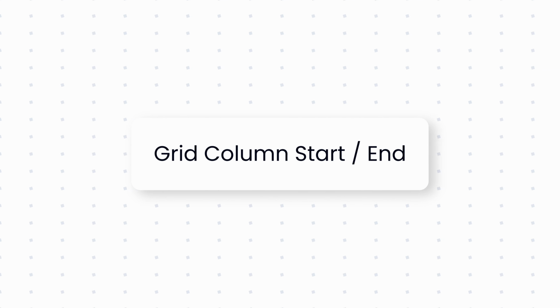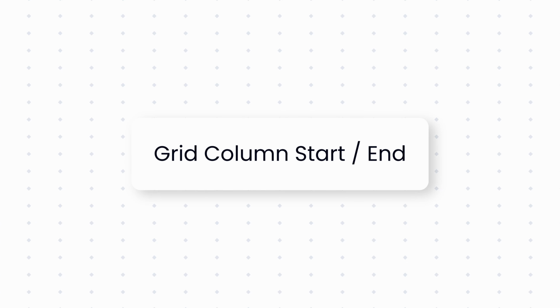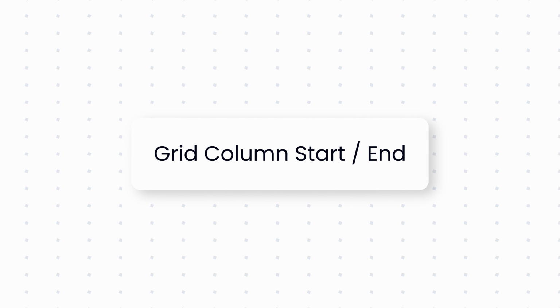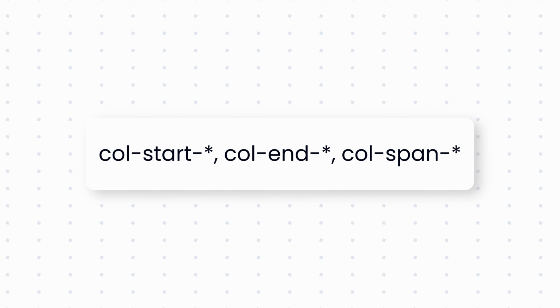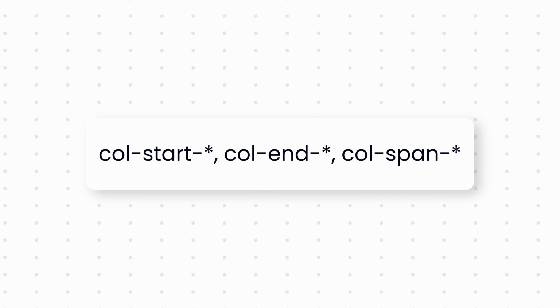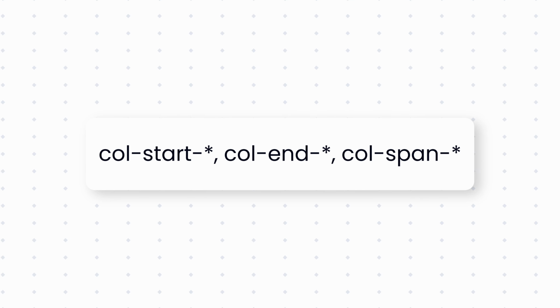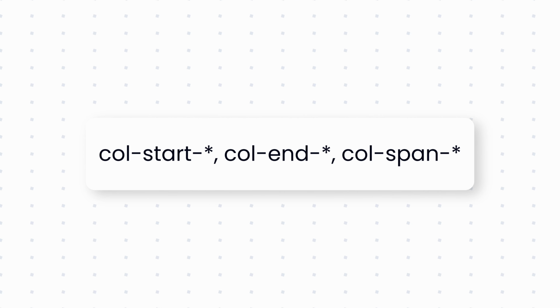In the previous video, we covered how to create a grid layout and add columns in it. In this video, we will be focusing on placing grid elements and determining how much space they occupy within the layout. We will explore the following utilities to achieve this: col-start, col-end, and col-span. Col-start defines the starting column line for an item, col-end defines the ending column line for an item, and col-span specifies how many columns the item spans across.